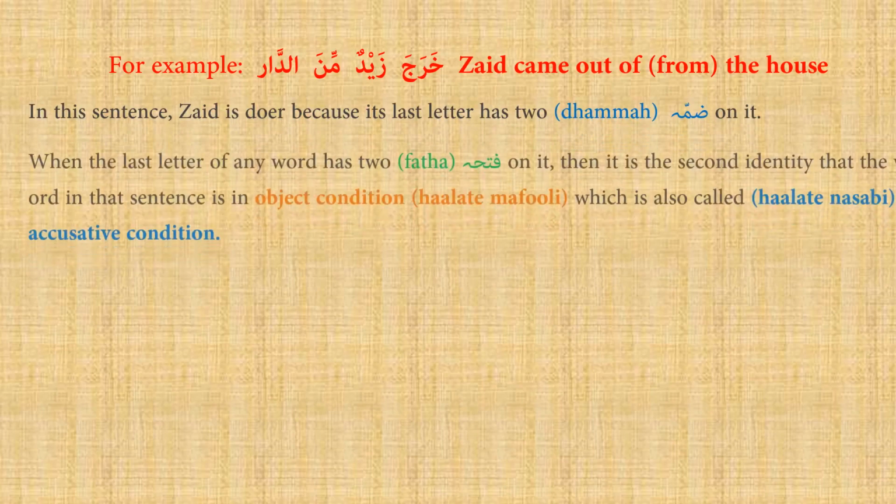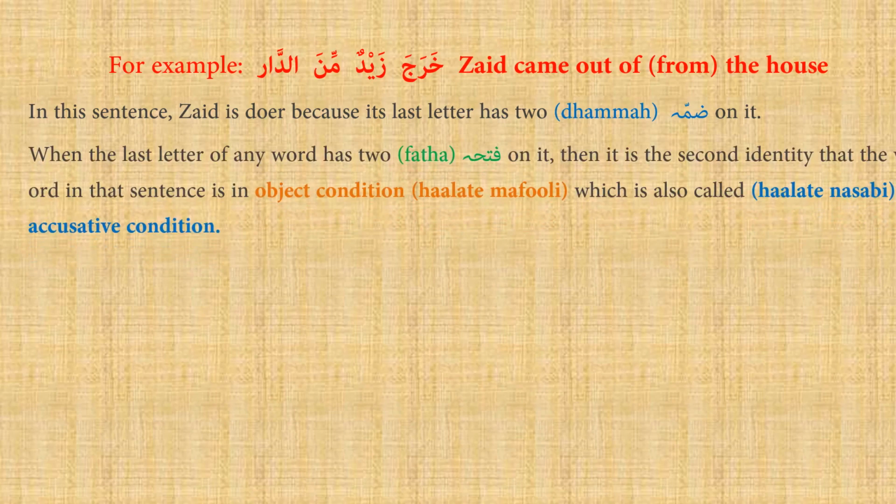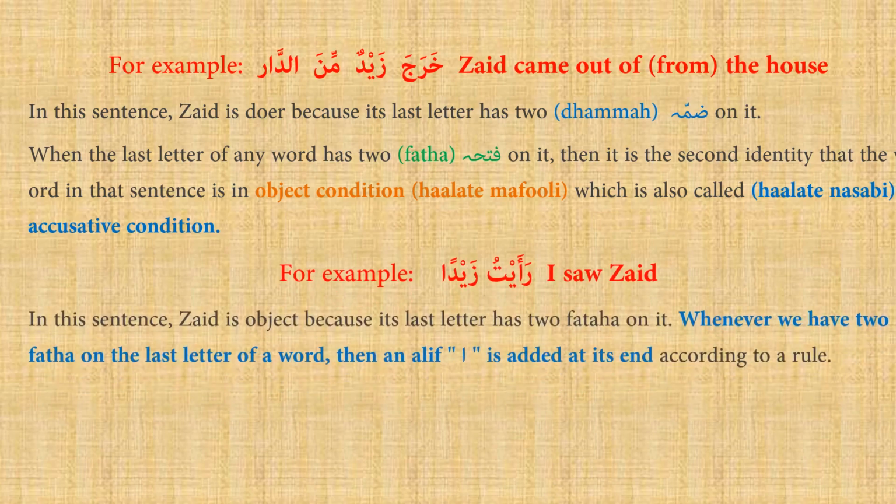When the last letter of any word has 2 fatha on it, then it is the second identity that the word in that sentence is in the object condition, halat maf'uli, which is also called halat nasabi, accusative condition. For example, ra'aytu Zaidan. I saw Zaid. In this sentence, Zaid is object because its last letter has 2 fatha on it. Whenever we have 2 fatha on the last letter of a word, then an alif is added at its end according to a rule.